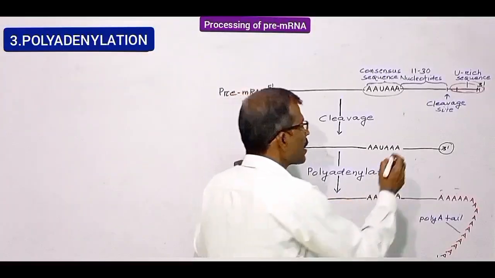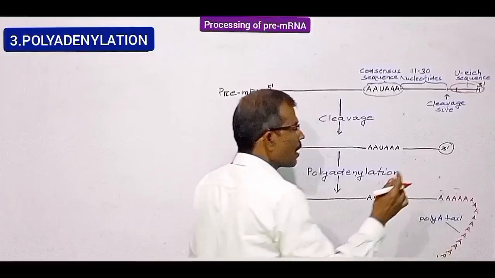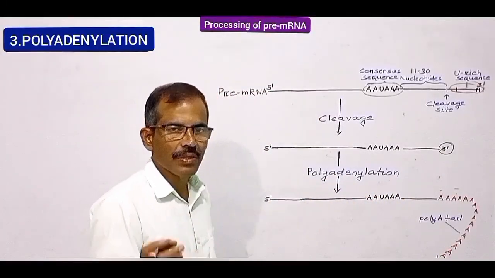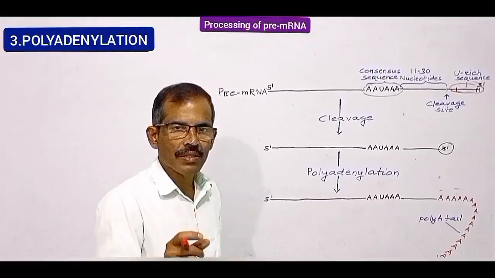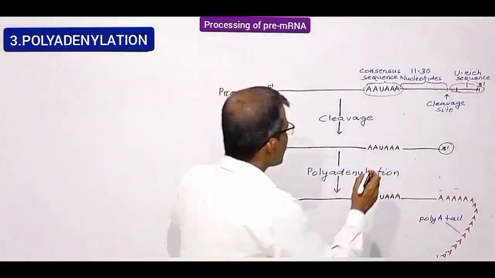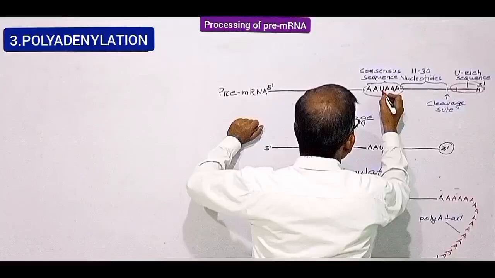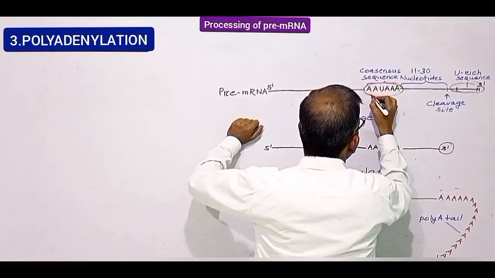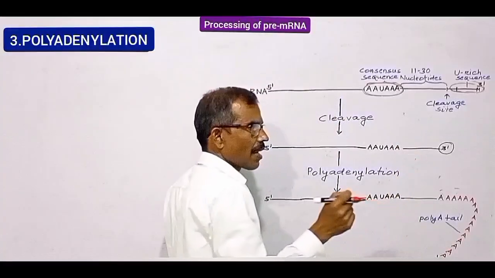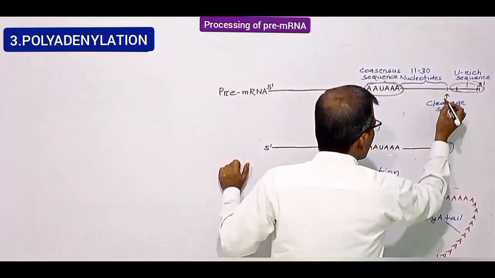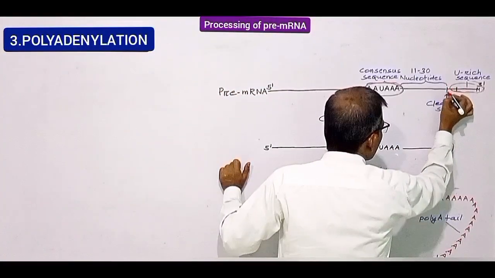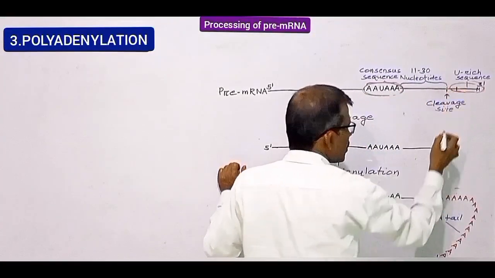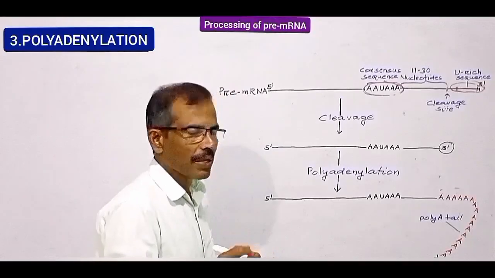Processing of the 3' end of pre-mRNA requires the presence of specific sequences known as polyadenylation signals. One of the sequences is AAUAAA, which is located 11 to 30 nucleotides upstream of the site where cleavage will take place. This sequence determines the point at which cleavage will take place.